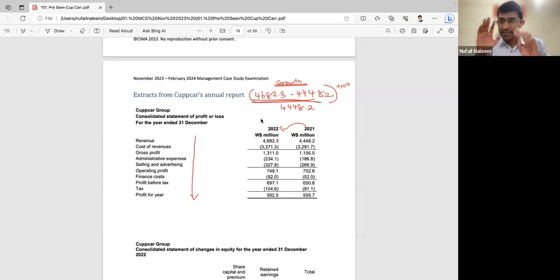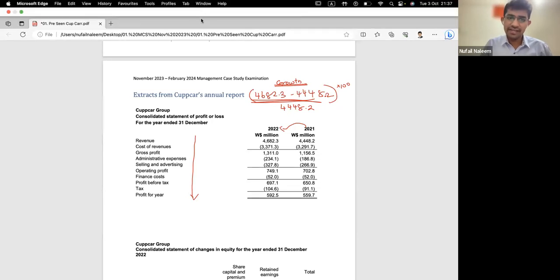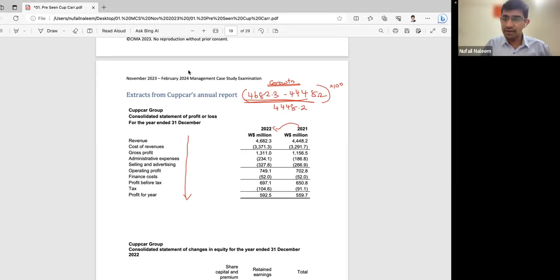Have they given any segmentation of the revenue in this case? Given or not given, students? Not given. So in the examination, there are chances they may ask a question where there can be segmentation also. Can I quickly get a double Y in the chat box, students, if you are fine with that? Excellent. Thank you very much, students.